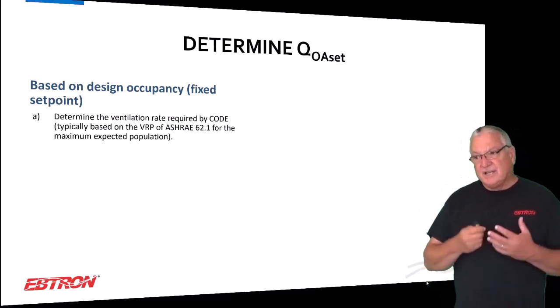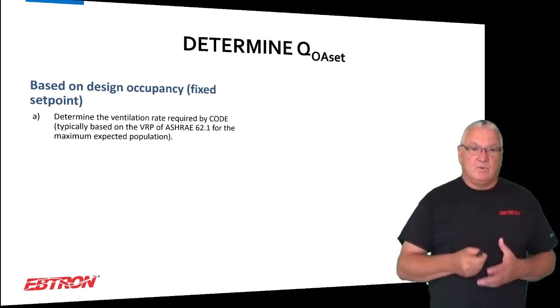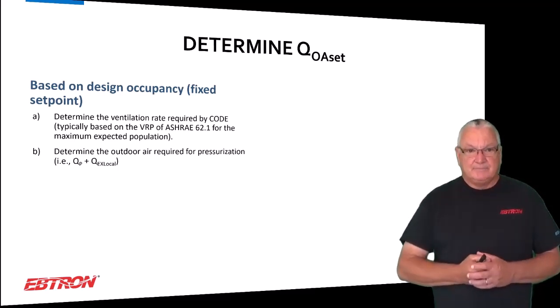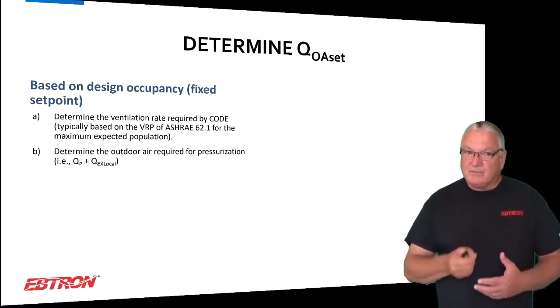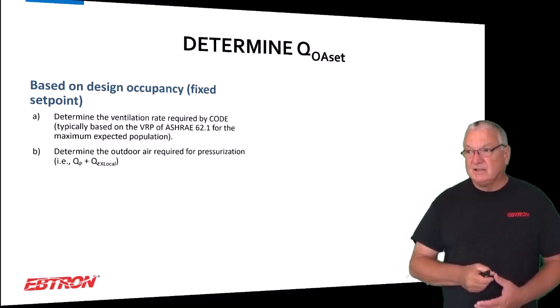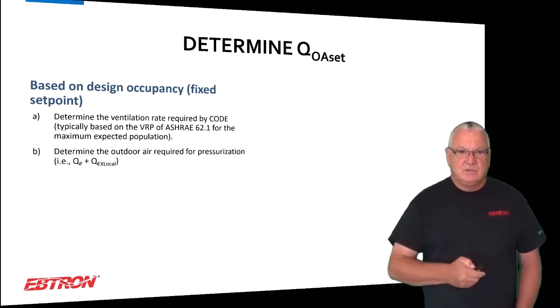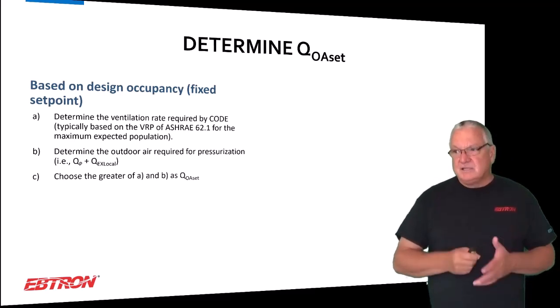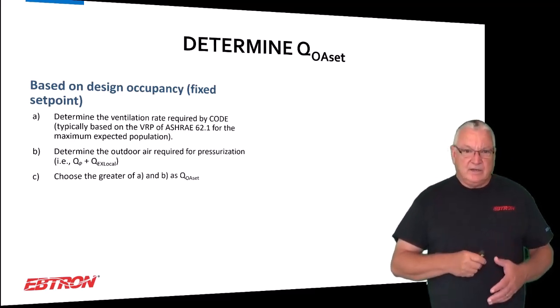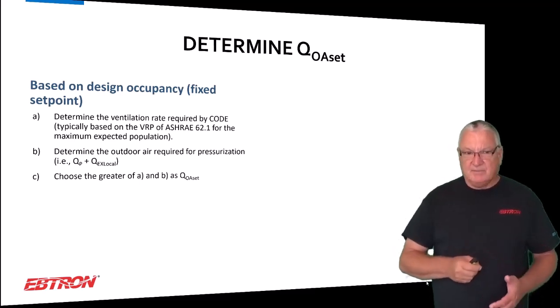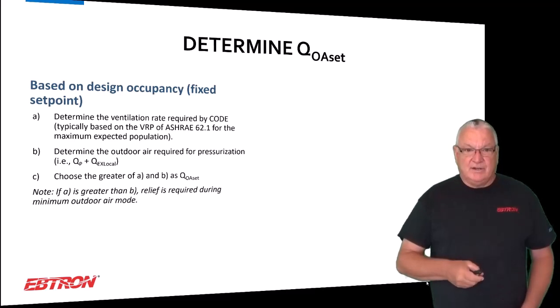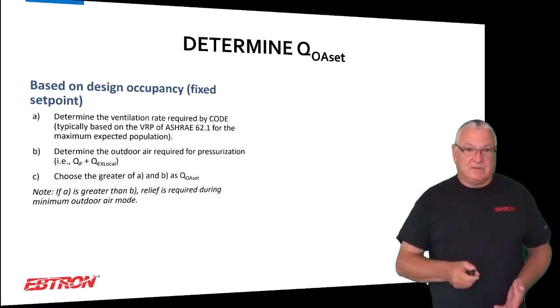And so you're looking at your code to determine what the required outdoor air is, and you look at what you need for pressurization. A lot of times people ignore the two. All right, you choose the greater. There are cases where your pressurization requirement exceeds your outside air requirement. Okay, it can happen, but you choose the greater, and that's your outside air set point. It's pretty straightforward.